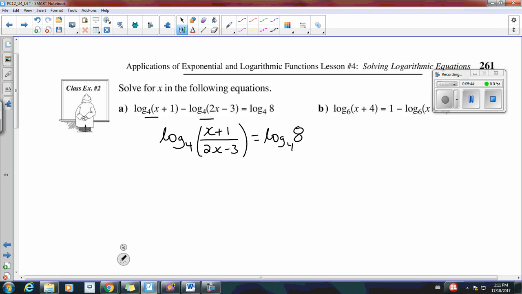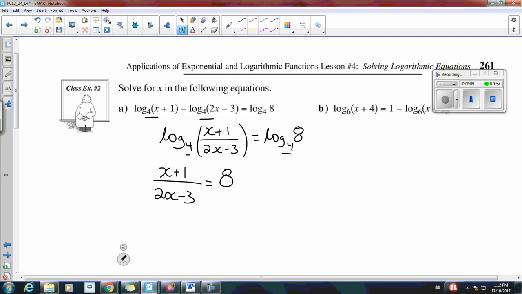Notice how I don't divide the logarithms. I write it as a single logarithm and divide the arguments. So now, since I have log base 4 on both sides, this becomes (x + 1)/(2x - 3). Whoops, I don't need the logarithm over here anymore. I have 8.